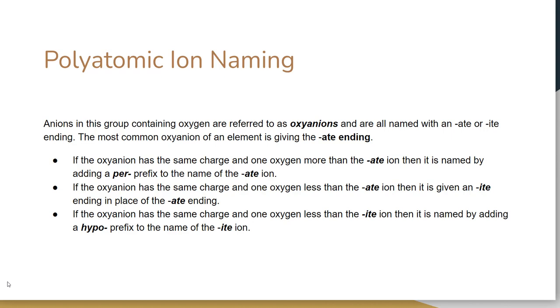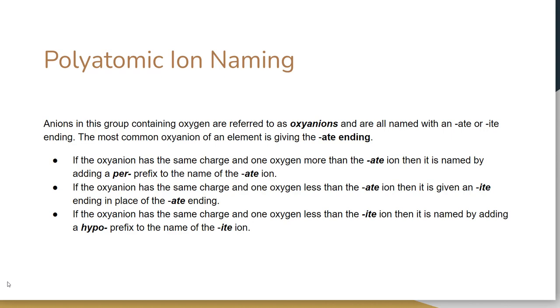Well, there are some variations. If the oxyanion has the same charge and 1 more oxygen than the -ate ion, then it is named by adding the prefix per- to the name of the -ate ion. And we'll look at some examples of this in a minute.